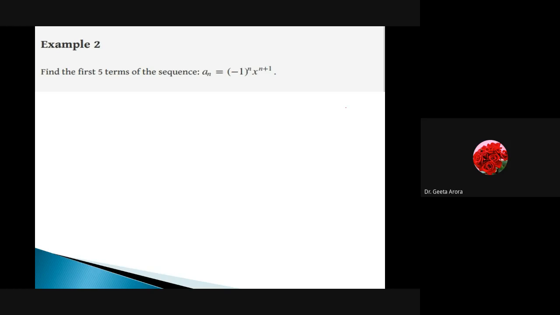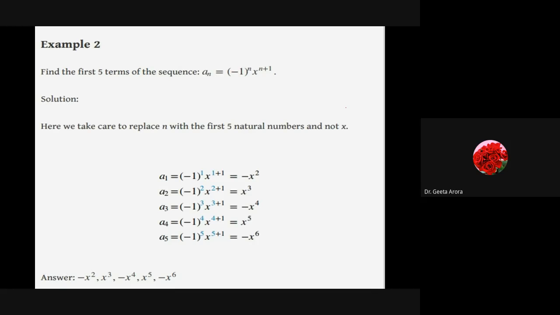In the second question, the difference was that here the x value is given. So direct numerical values are not extracted from the sequence, but we are getting the values as minus x square, x cube, minus of x4, x5 and minus of x6. So here also we have calculated the first 5 terms.